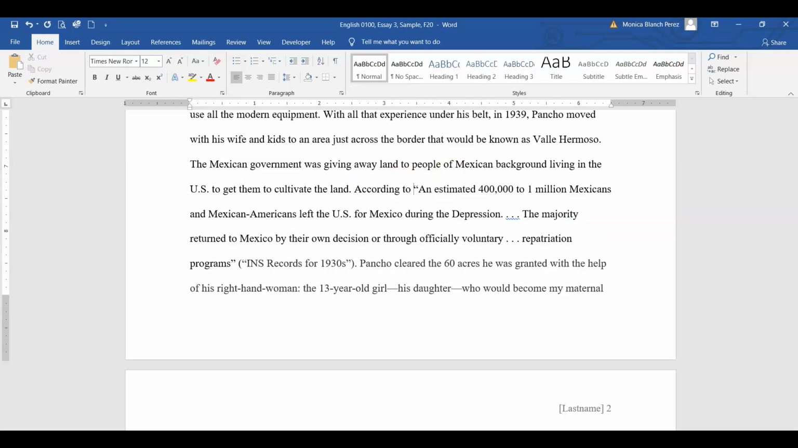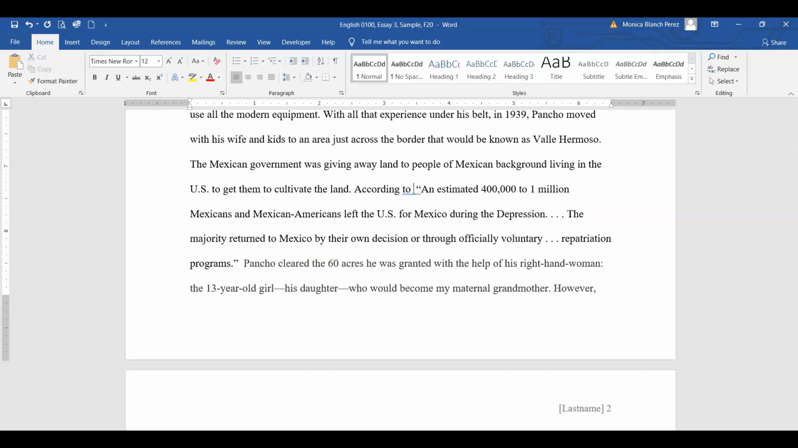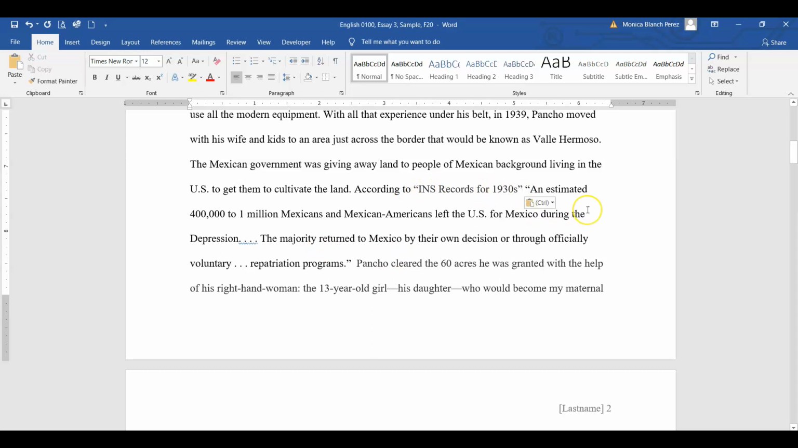According to, and I wish I could put an author's last name there. I wish I could, but I can't because I don't know the author's name. It wasn't listed. So I'm taking the information that's in the parentheses, and I'm actually going to get rid of the parentheses because I don't need it anymore. Now the period will move into here. It has to move somewhere. It doesn't go after, it goes here. Okay. And over here is where I'm going to put according to, notice what I did, and I'm going to put a comma right there. So according to INS records for 1930s, comma, and then the quote, and that's it.